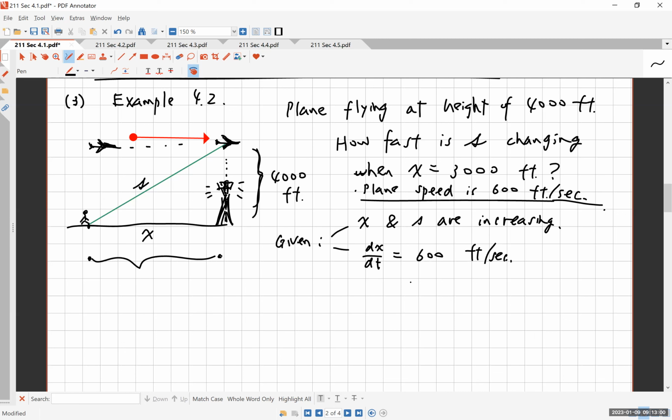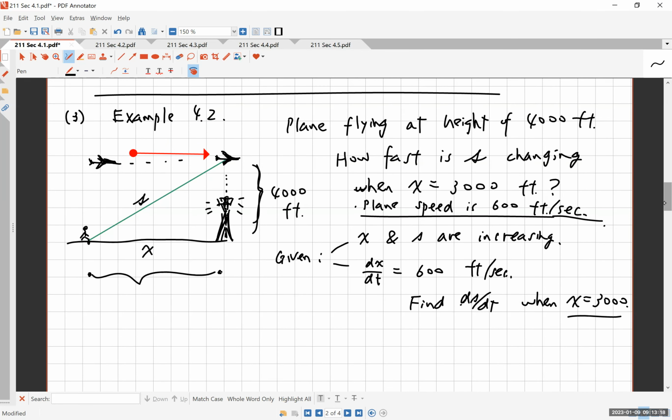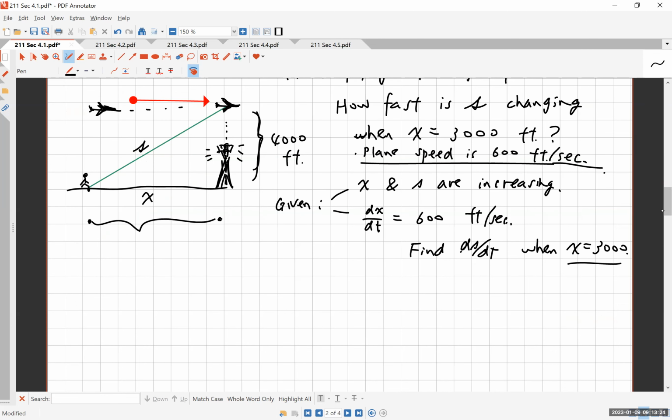And we are to find ds/dt when x is 3,000. And of course, you don't plug this in at the beginning. You resist the temptation because you still have to write down the equation first. All right, so what is the equation relating s and x and 4,000? This part is called mathematical modeling.